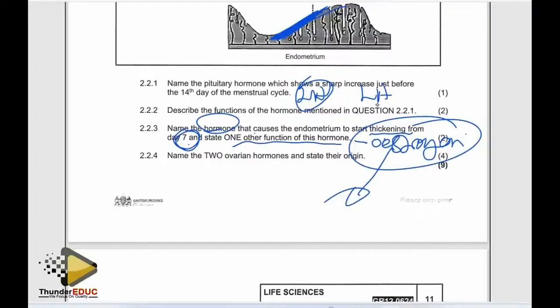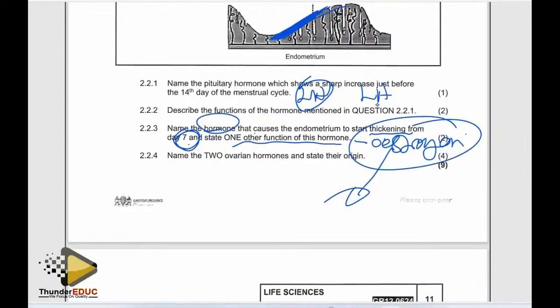All right, they're saying that the second function here, what is the second function? The second function is puberty. We say that it controls puberty.